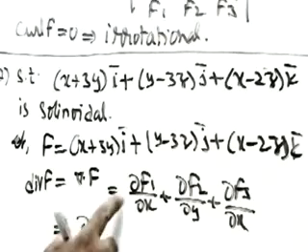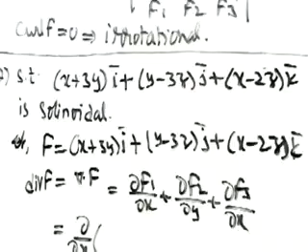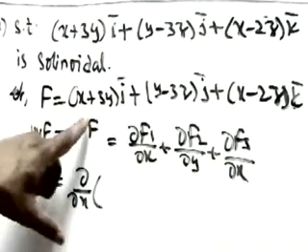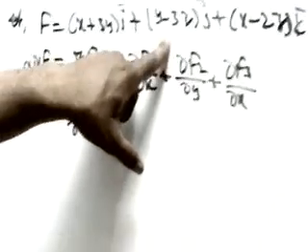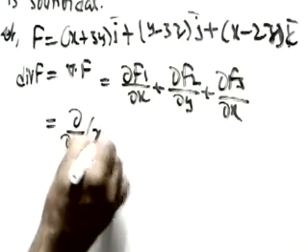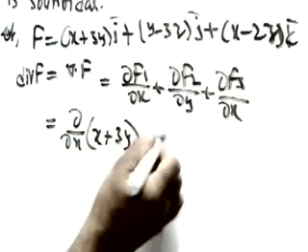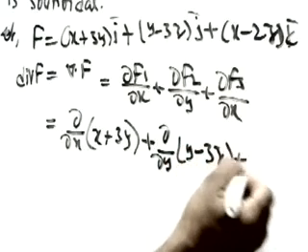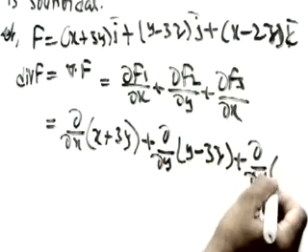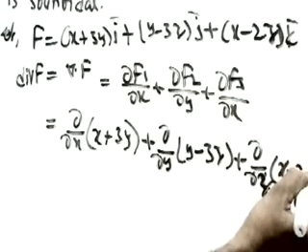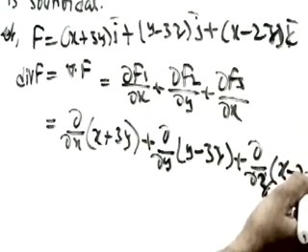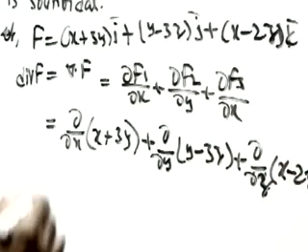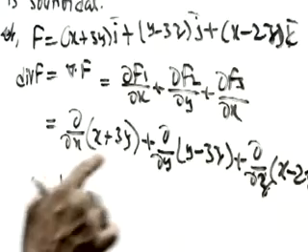Now let's substitute the values. dou by dou x of f1, the value of f1 is x plus 3y, plus dou by dou y of f2, which is y minus 3z, plus dou by dou z of f3, which is x minus 2z. So let me differentiate this.